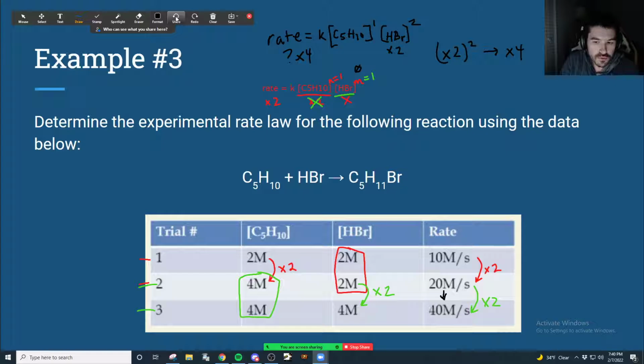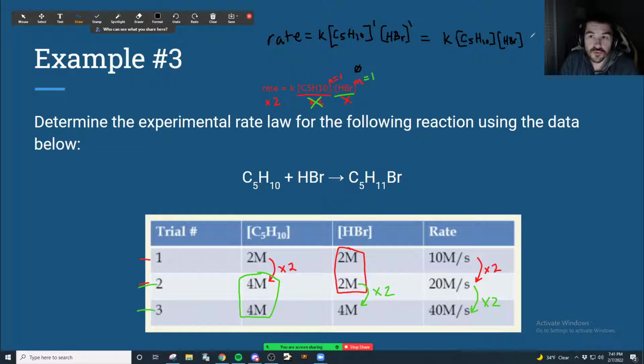Okay? Turns out that when you take a look at the data that we are presented with in this table, it ends up being first order with respect to both. That's fine. So the overall rate law, I should say, is K times the concentration of both of these reactants, each raised to the first power. So I'm not even going to write that exponent.